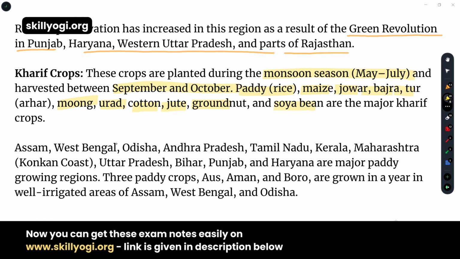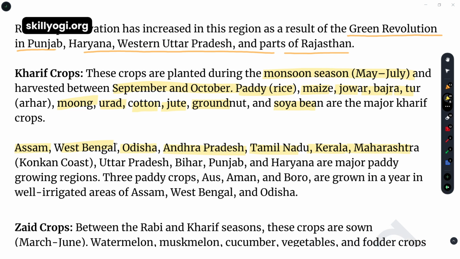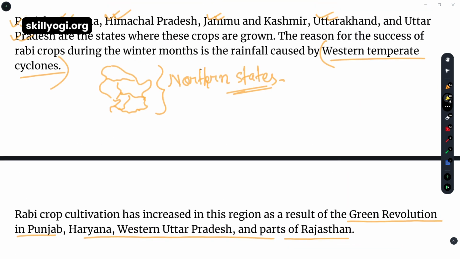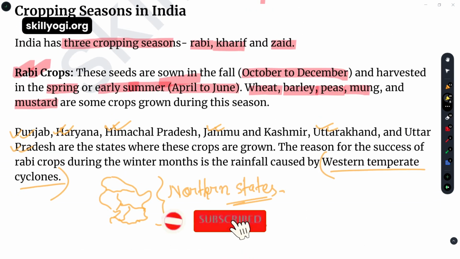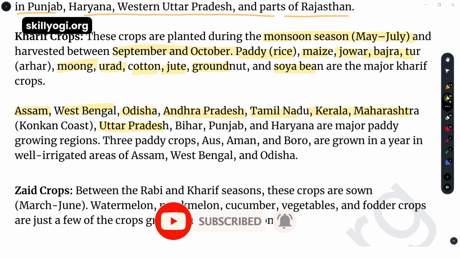In which places can we see the Kharif cropping pattern? Assam, West Bengal, Odisha, Andhra Pradesh, Tamil Nadu, Kerala, Maharashtra. That means it's a mix and match, we can have it in every place. Uttar Pradesh, Bihar. Just now we learned Uttar Pradesh in the Rabi crop also. So the Kharif crop we can also see in these places.